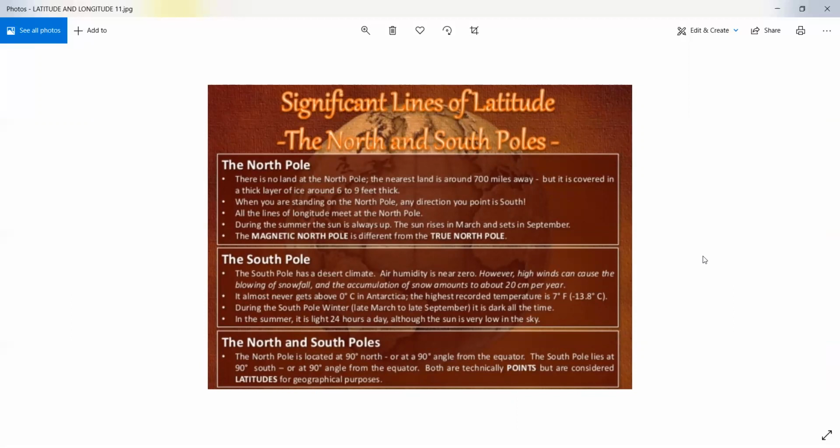During the South Pole winter, late March to late September, it is dark all the time. In the summer, it is light 24 hours a day, although the sun is very low in the sky. The North Pole is located at 90 degrees north, or at a 90-degree angle from the equator. The South Pole lies at 90 degrees south. Both are technically points, but are considered latitudes for geographical purposes.